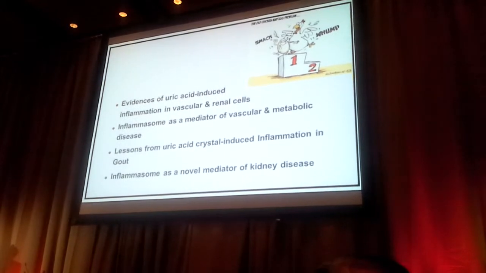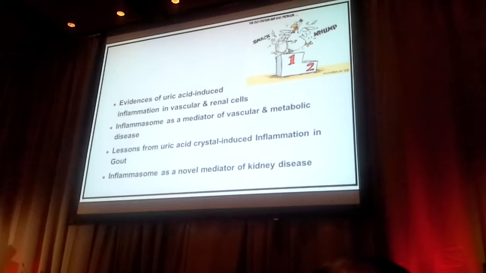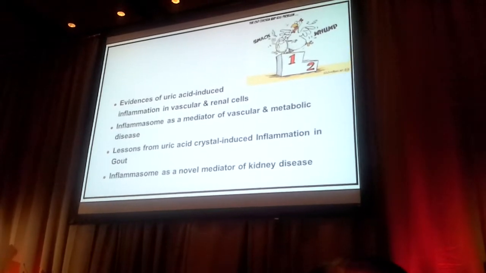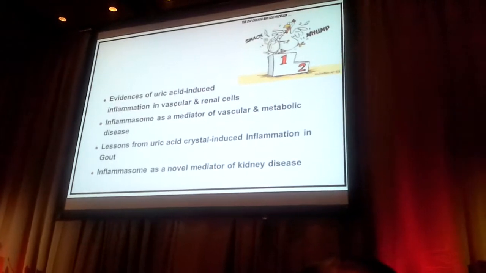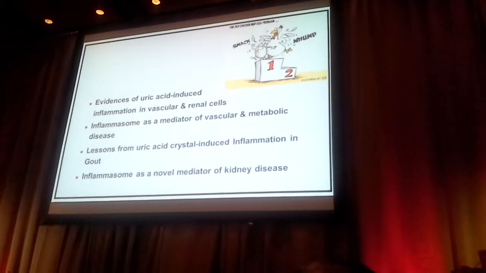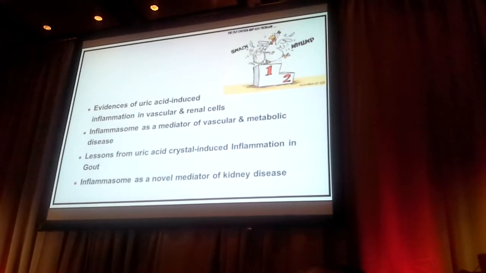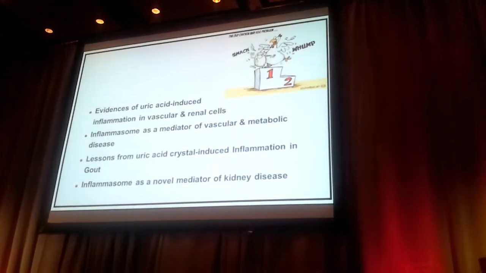So, today I'm going to tell you about some evidence of uric acid-induced inflammation in vascular and renal cells. And I also want to spare some time to show data about inflammation as a mediator of vascular and metabolic disease.